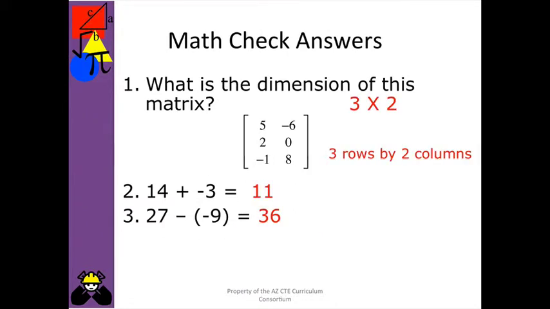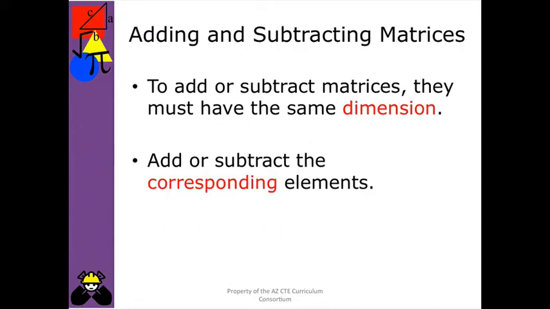All right, the matrix is 3 by 2 because there are 3 rows. Rows go horizontally. And 2 columns. Columns go vertically. 14 plus negative 3: the signs are different, so we subtract and keep the sign of the biggest. So 14 plus negative 3 is 11. Number 3 is a subtraction problem. Remember, we don't really subtract in math. We usually add the opposite. So it becomes 27 plus a positive 9, which gives us 36. All right, so let's continue on.